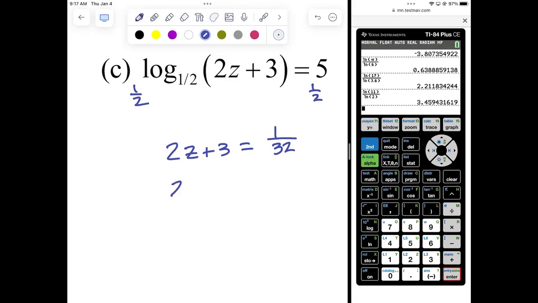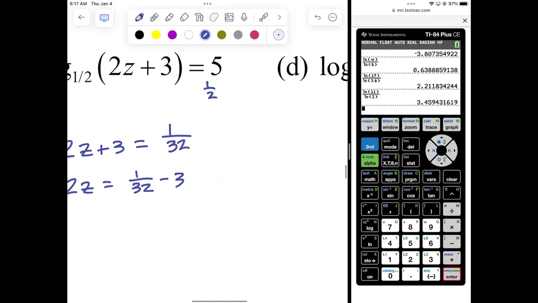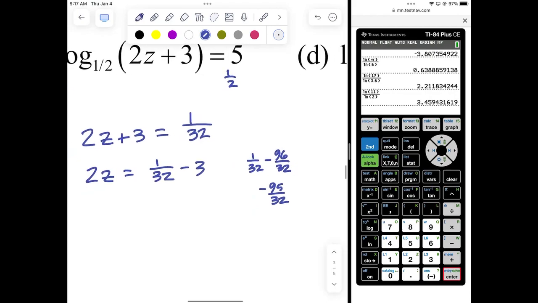Let's just subtract 3 from both sides. So I get 2z equals 1 over 32 minus 3. Now, off to the side, I got to think what that is. What's the common denominator? 32. What's 32 times 3? 96. So that's really negative 96/32, which is negative 95/32. Okay, so this is my workbench right here. So I got 2z equals negative 95/32.